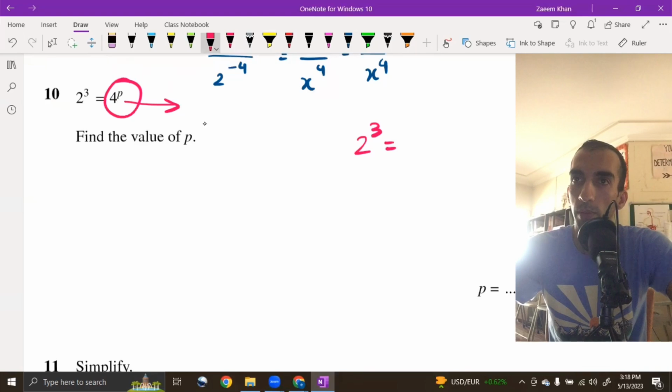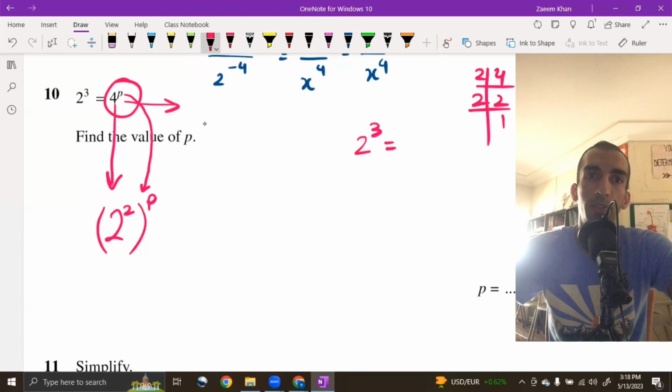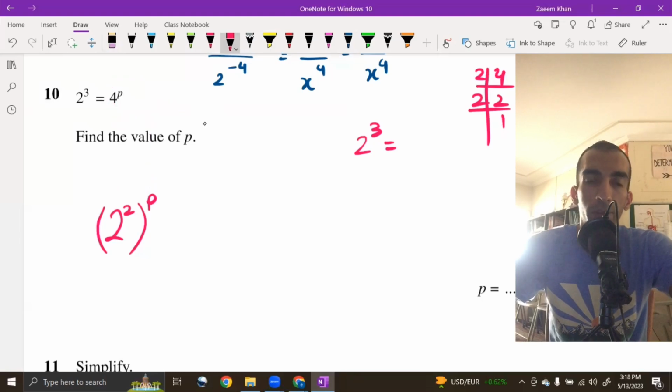Yeah. Let's do that. 4 divided by 2 is going to give you 2. Yeah, well done. Another 2 would give you 1. Now watch closely. What I'm going to do is turn that 4 into 2 squared. Does that make sense? Yeah. What happens to that p outside that we completely skipped? Does it go outside the bracket? Excellent. So we've essentially written down the same thing, but in a different format.